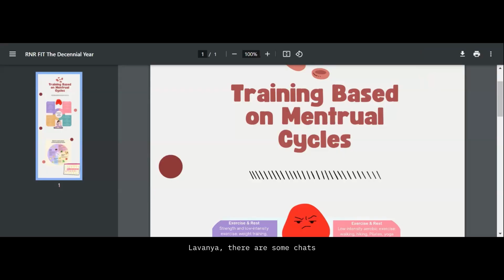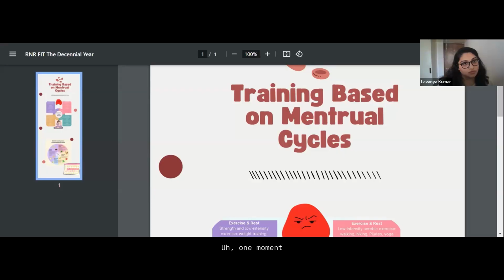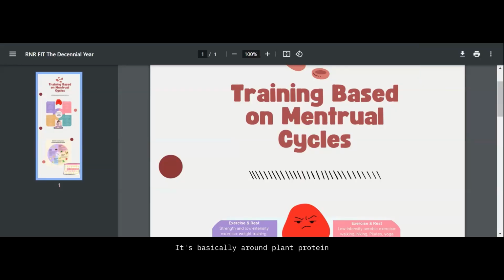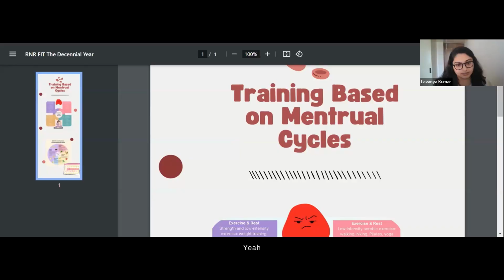Lavanya, there are some chats that have come if you want to address them now. One moment. Yeah, there are three. So we can actually do that. It's basically around plant protein and diet for vegetarians that help with the vitamins and minerals that are required. Sorry, I can't see the messages. Yeah, there we go. Okay, so just diet for vegetarians ensures the demand for these vitamins. Safe to be given to kids.